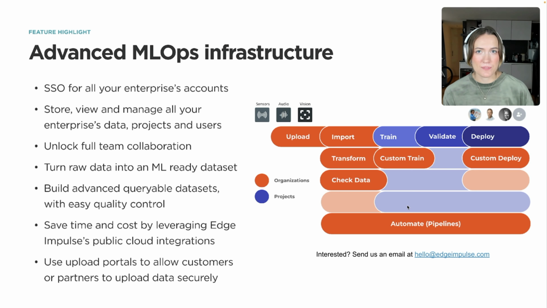We have advanced ML ops infrastructure available for you to protect your data, protect your models, and protect the users that are accessing your data. We have SSO for all of your enterprise accounts. You could store, view, and manage all of your enterprise's data, projects, and users. And you could even connect your own data buckets using platforms like Google Cloud and AWS to directly pull your existing cloud data into the Edge Impulse tool without giving Edge Impulse full access to your data. You can build advanced curable datasets with easy quality control, and you can save time and cost by leveraging Edge Impulse's public cloud integrations. And you could use upload portals to allow your existing third party customers to upload data securely to your Edge Impulse project.